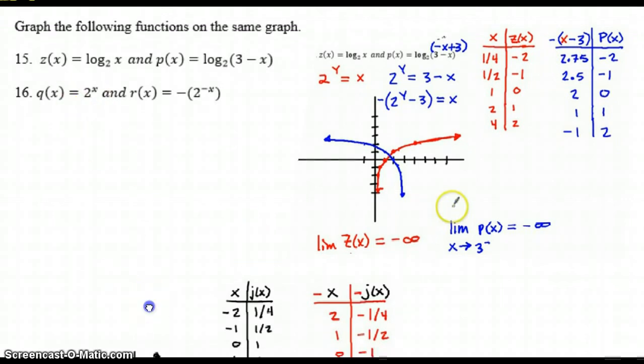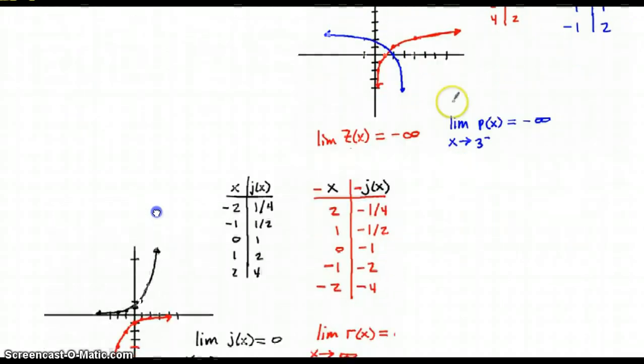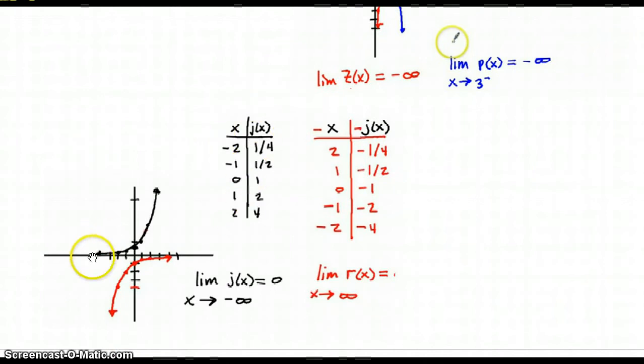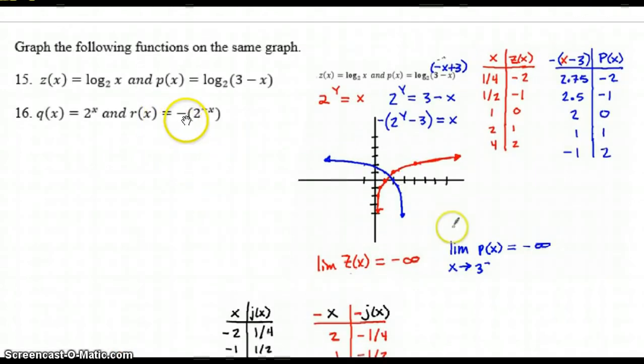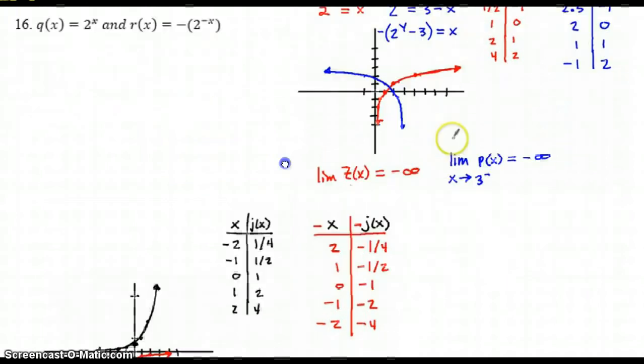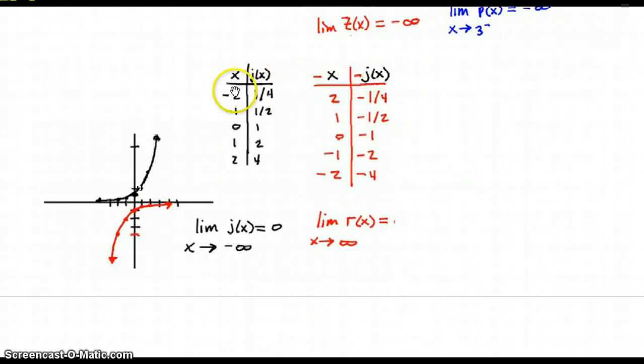This next one here was 16. I plugged in x to get y, and that gave me my base graph there. And then I know that these will reflect over the x and the y axes. So that's why I have negatives in front of my original x and y values, and then I plotted the points.